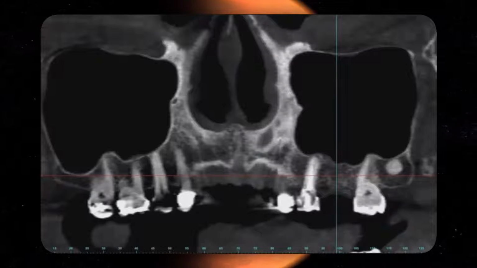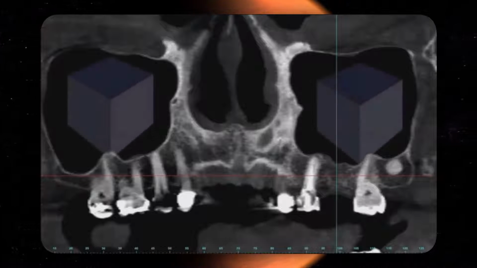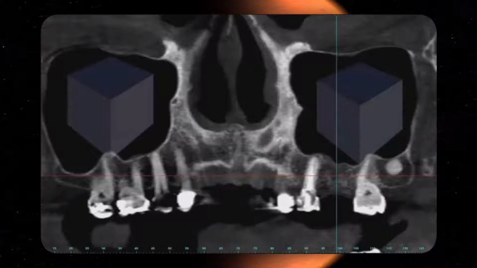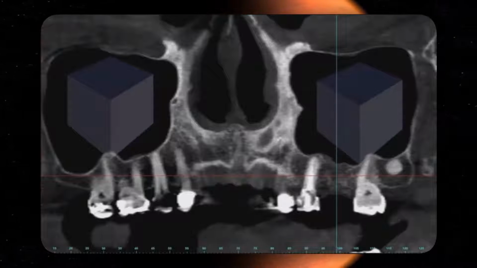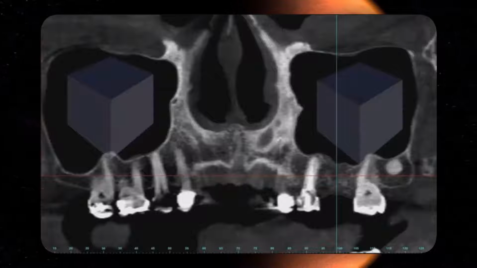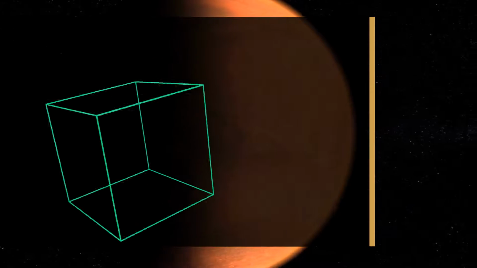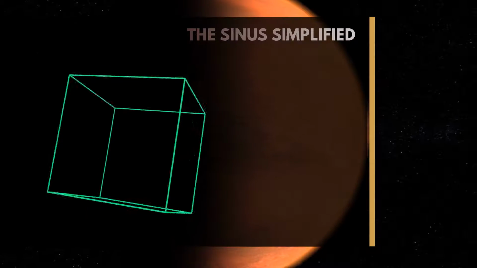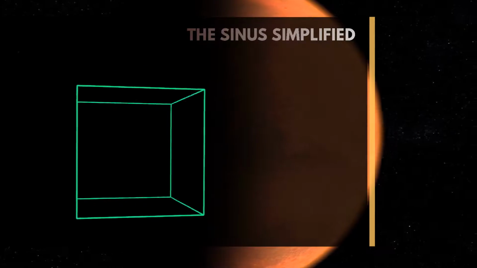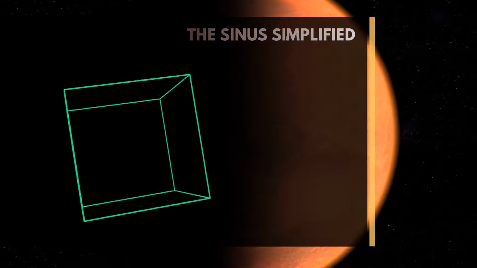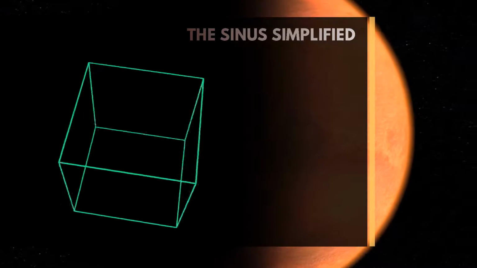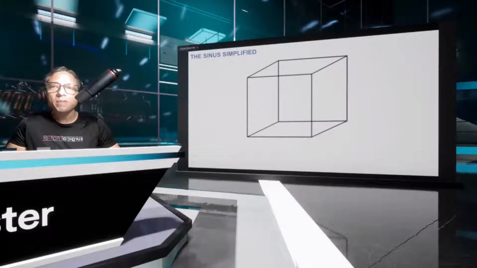So in order to simplify how to read a CT scan, I'm going to look at the sinus, specifically the maxillary sinus, like a cube or a three-dimensional box. And I'm going to share with you the anatomy in a way that is very simple. I call it the sinus simplified. We want to be short, concise, and simple so everybody can understand.